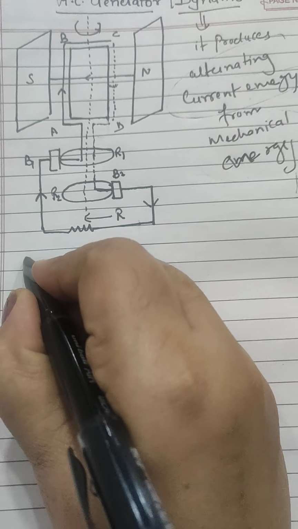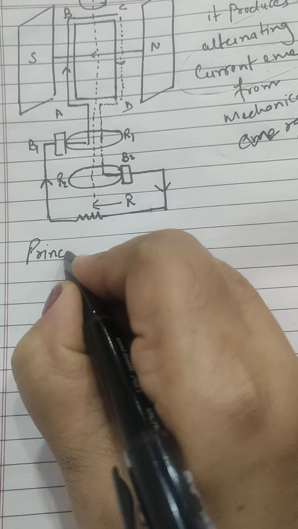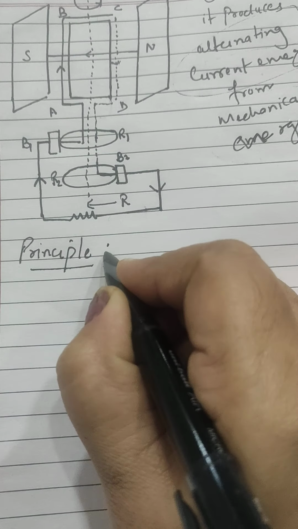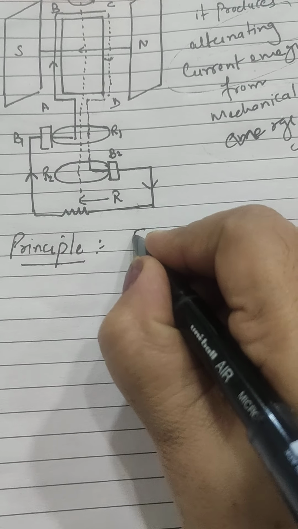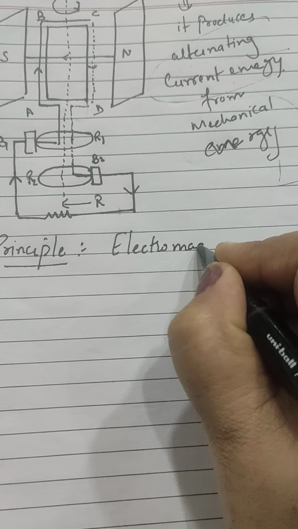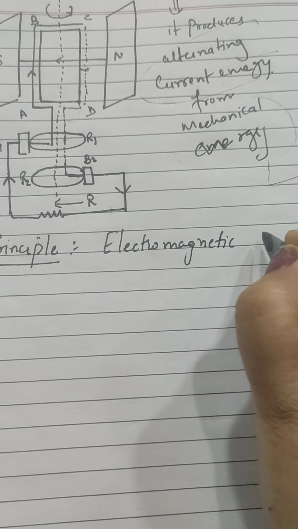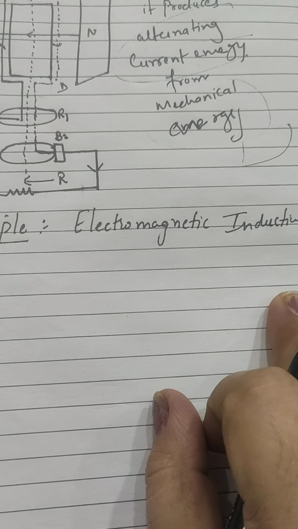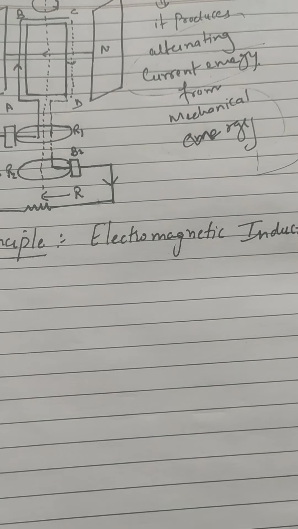Now let us talk about the principle. Now what is the principle? The principle is based on electromagnetic induction, that is EMI. We have studied that whenever the magnetic flux linked with any coil changes, what is produced? An EMF is produced in the coil. An EMF is induced in the coil.